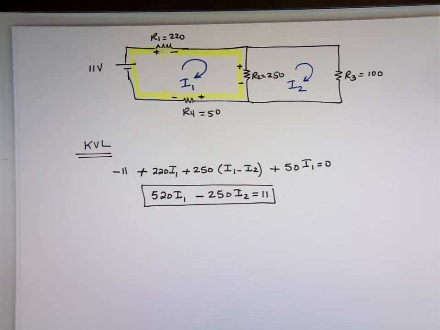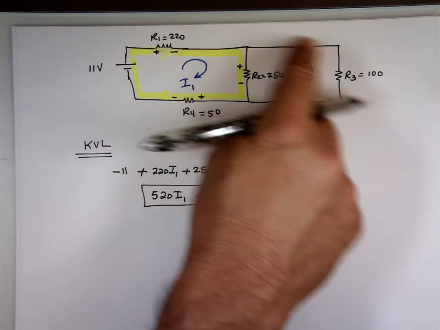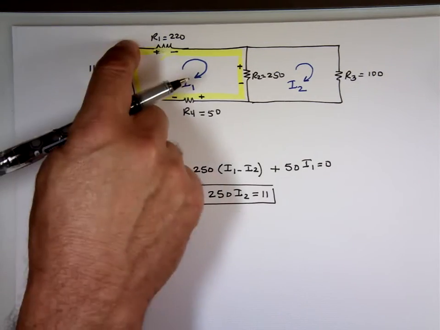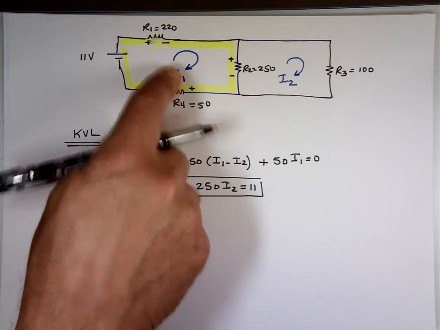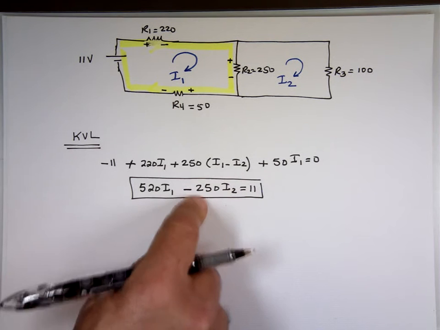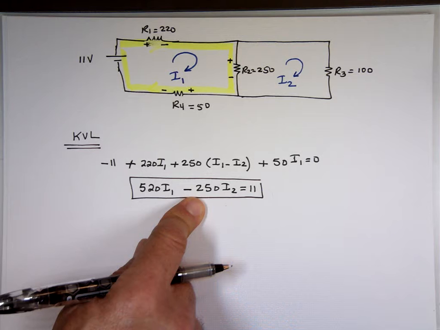Now I need another closed loop. I can use this as a closed loop, or I can do the outside as a closed loop. As long as it's a closed loop, it doesn't matter which one. You don't want to use this again, you already used it. You end up with the same equation, and if you have one equation with two unknowns, you can't solve it. So I need a different equation.